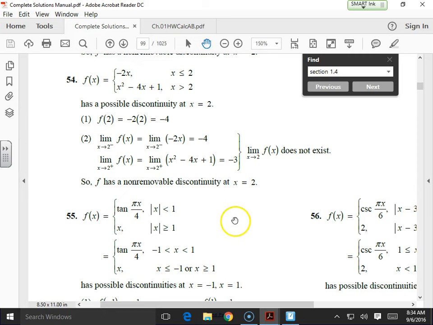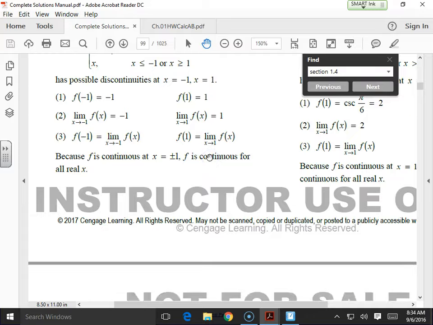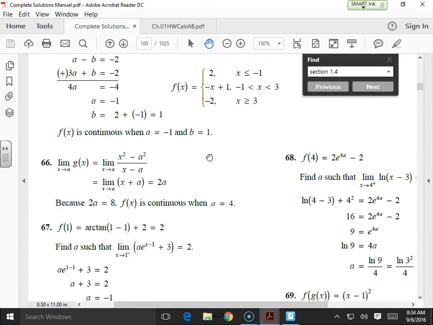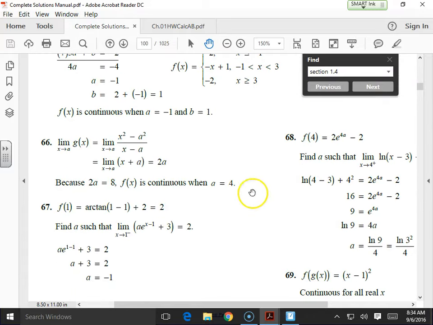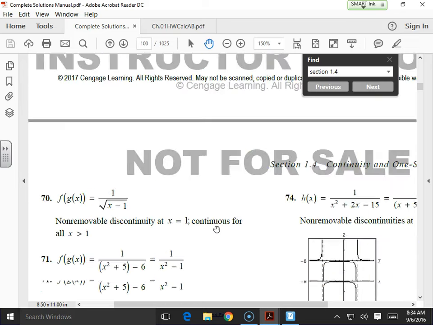Next one, 66. We should be close at this point, right? A is 4. Long story short, factor, cancel out, plug it in. We need 2A to equal 8, so A is 4. And the next one, 102.